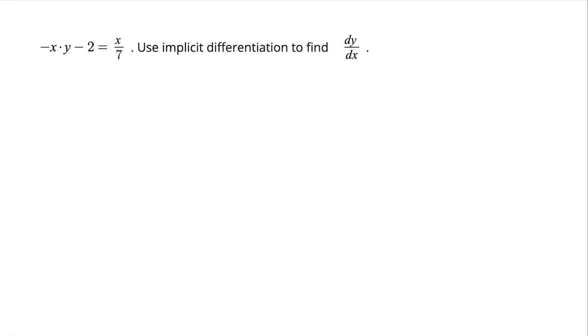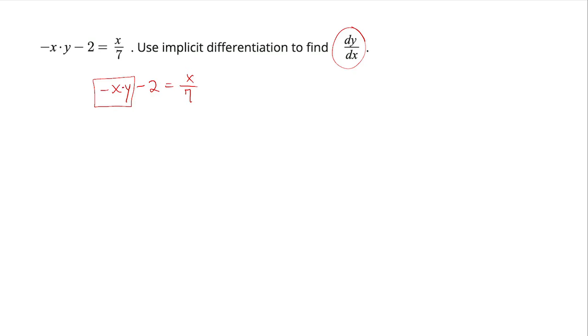For this problem, we need to use implicit differentiation to find dy/dx, where we are given this equation that's in terms of both x and y. Okay, so first off, I need to use the product rule on this first term. So remember, with implicit differentiation, we need to take the derivative of each term separately with respect to x.